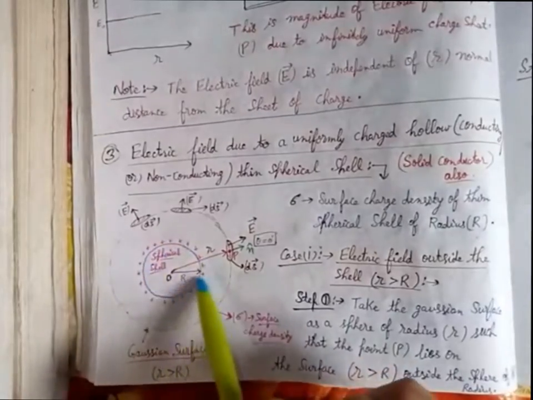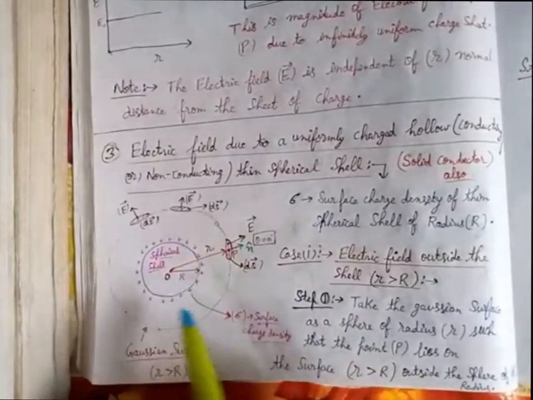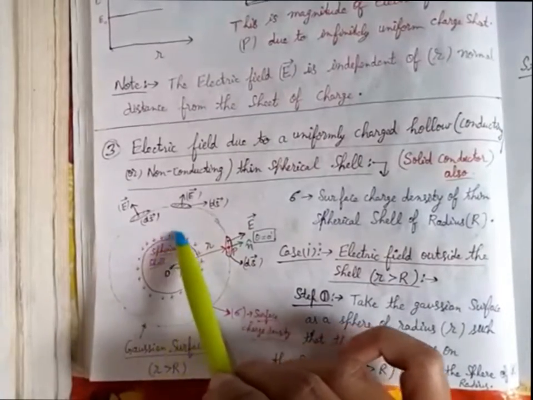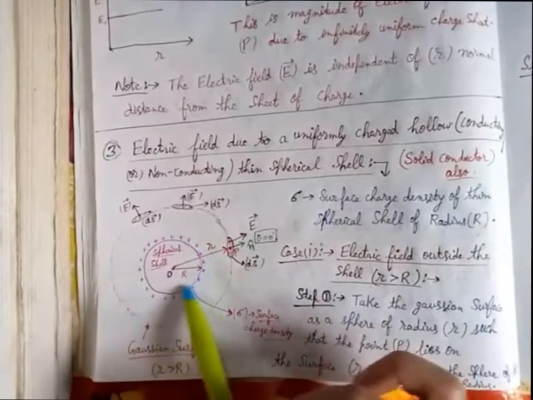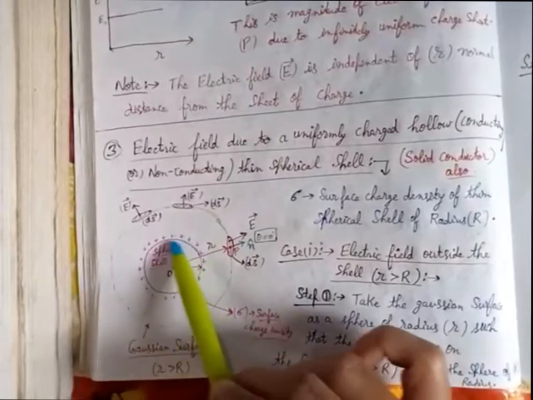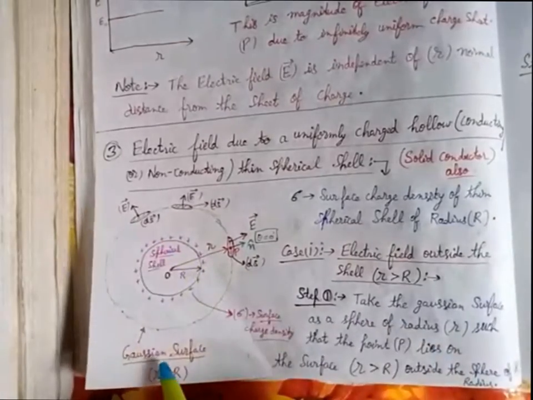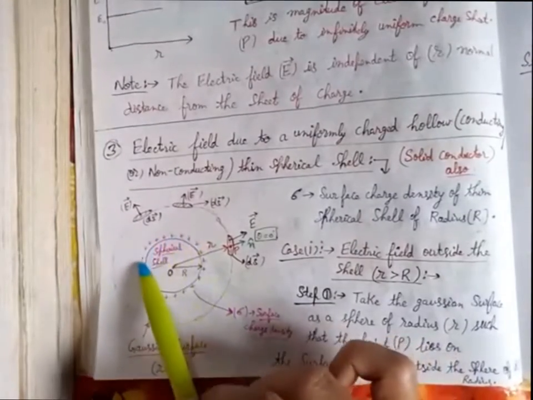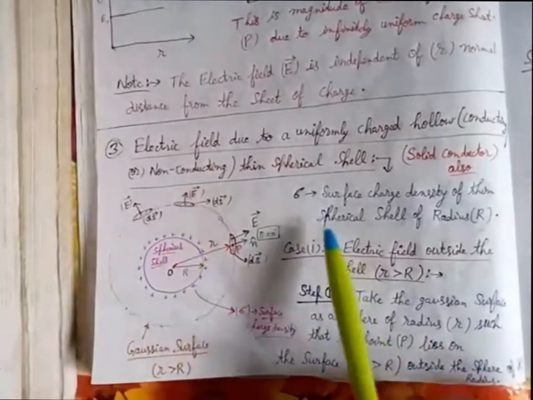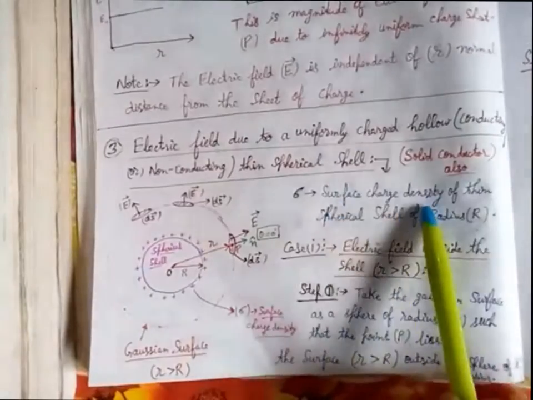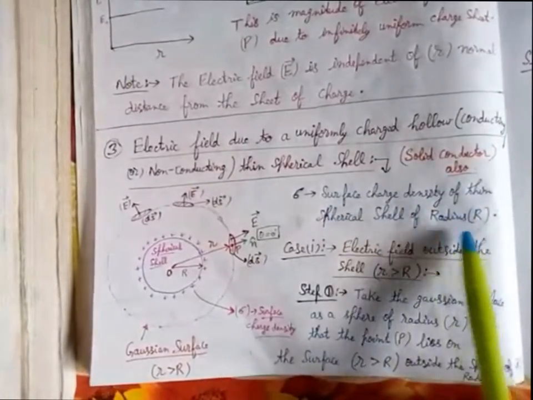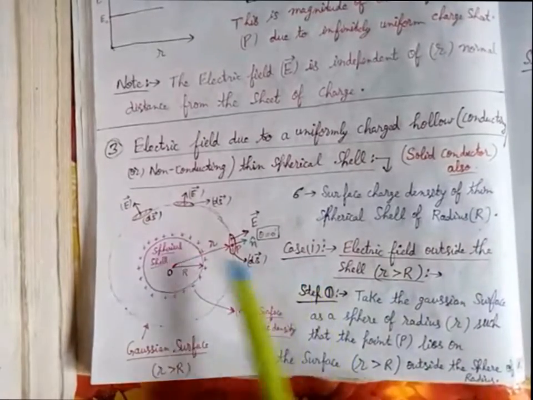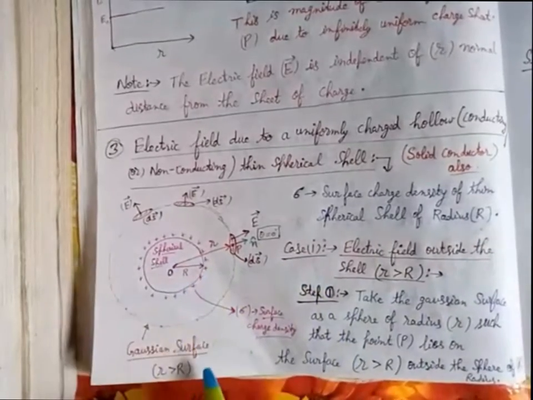It is conducting or non-conducting, it can be both, and therefore the charges will be on the surface of it and there will be no charge inside the spherical shell. So the charges will be only present on the surface of this spherical shell. So sigma is the surface charge density of this thin spherical shell of radius capital R. And now in this we have to take two cases.